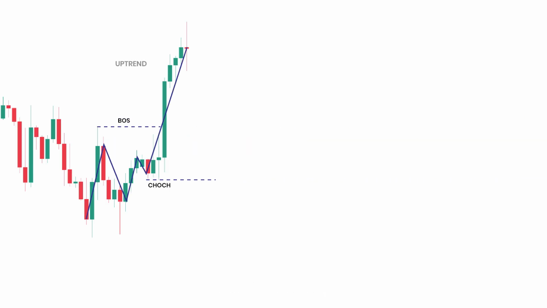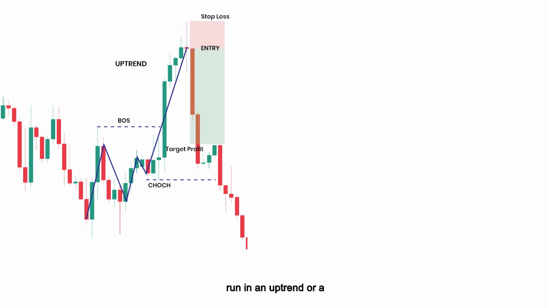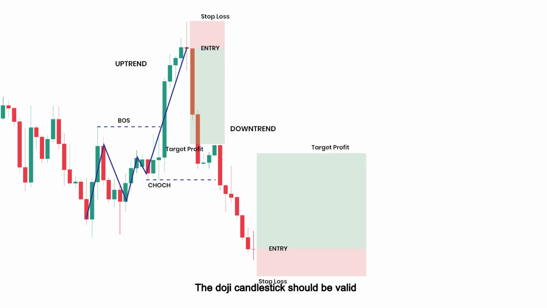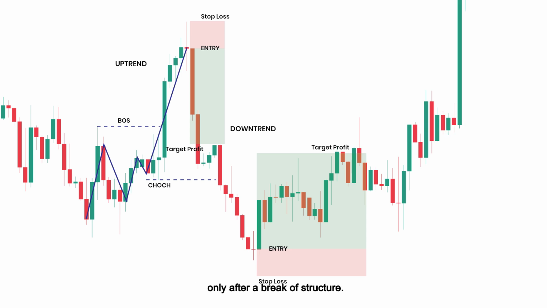To trade the doji candle, you first have to spot the trend of the market. After identifying the trend of the market, trade a doji candlestick pattern if it forms after a long bullish run in an uptrend or a long bearish run in a downtrend. The doji candlestick should be valid only after a break of structure. If you tend to trade the doji candlestick pattern, remember to have your risk management intact. The doji candlestick pattern can be used as an indication of a trend losing its strength. So if you're already riding that trend, it might be time to take profits.